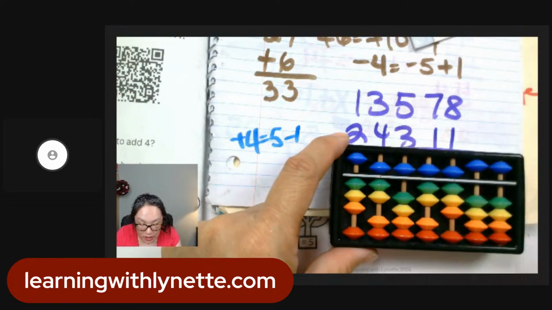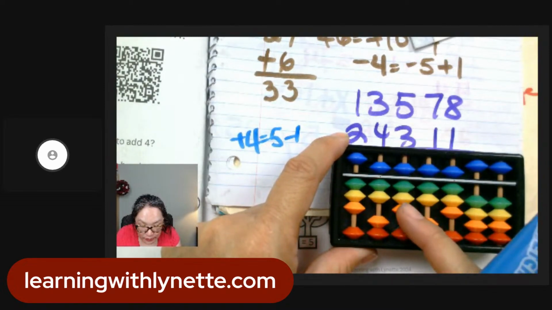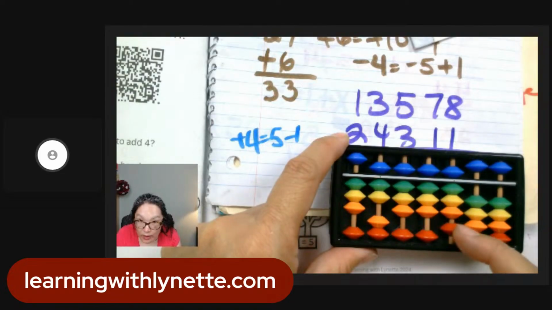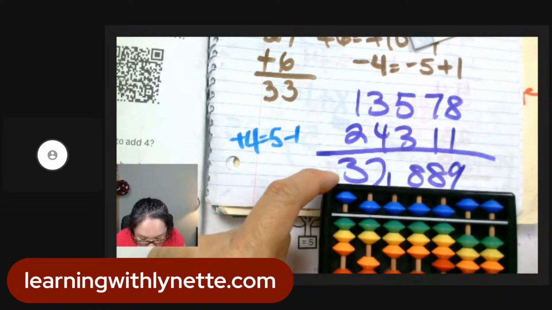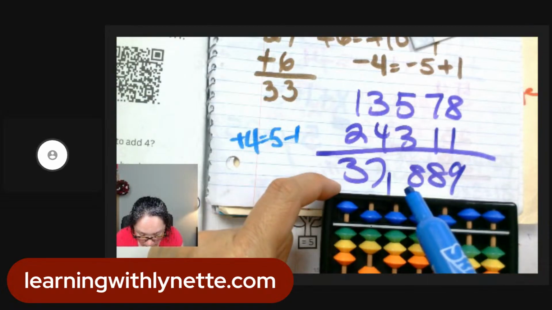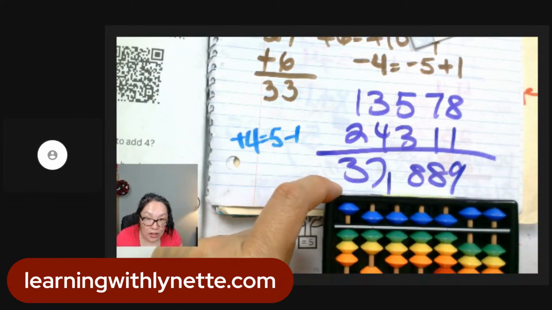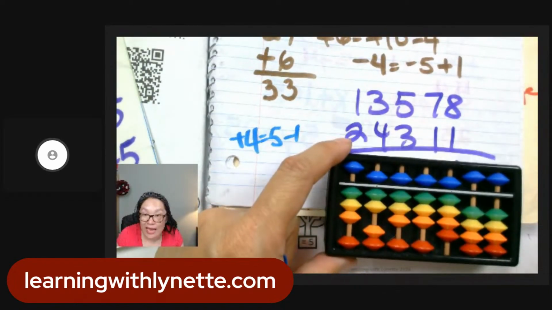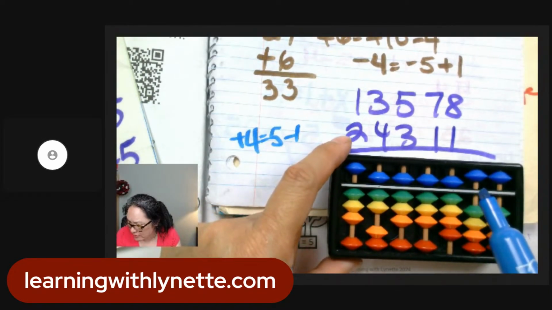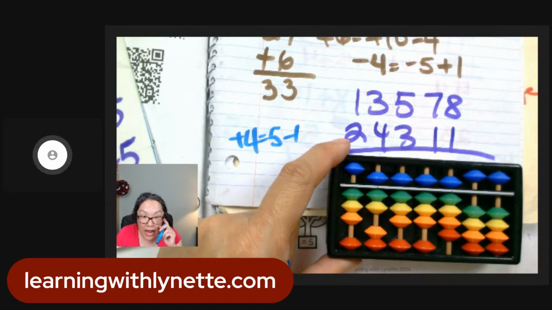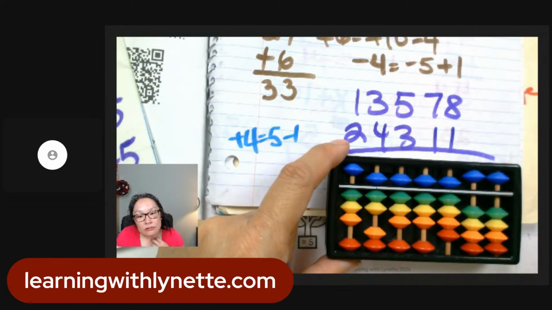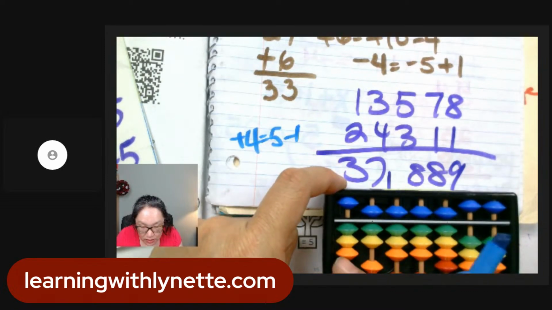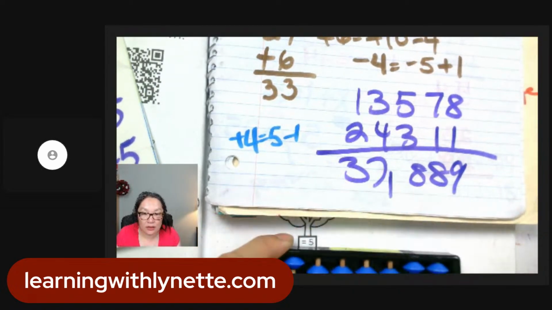Then the next one is add the 3. I have a 5. I want to add the 3. I have 7, and I have 1 and add 1. So my final answer is 37,889. So what did we just do? We just did a plus 5 formula within a 5-digit abacus. This is where it becomes scalable. We don't need to say, let's make this a 10 and move it down. Does that make sense?